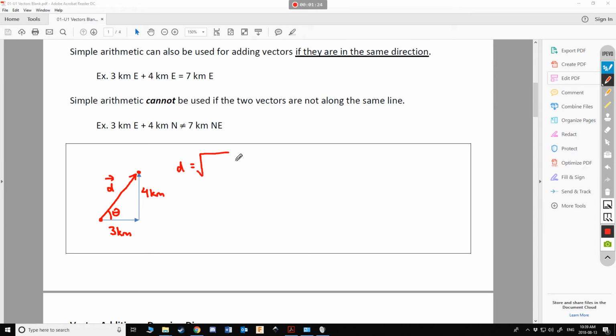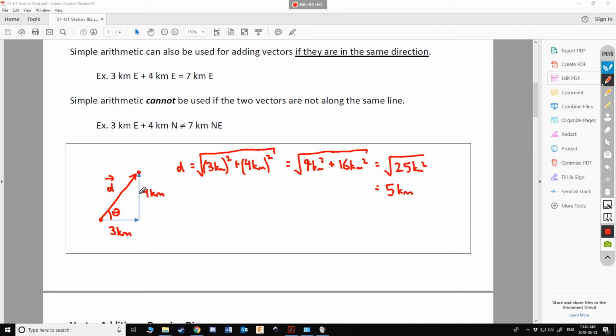So the square root of 3 kilometers squared plus 4 kilometers squared. So that's going to equal the square root of 9 kilometers squared plus 16 kilometers squared, which is equal to 25 kilometers squared. And when we square root this, we get 5 kilometers. So that is the magnitude of the distance from beginning to end.